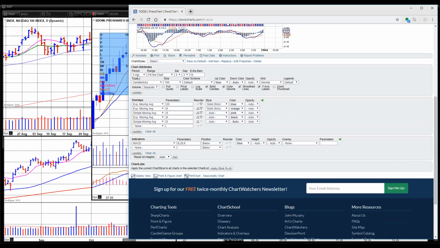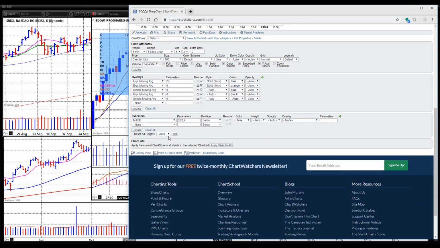It's pretty simple. Period 5 minutes, range, fill the chart, bar 5, gap 3, extra bars 10, candlesticks is the type, size 700, color scheme default, up color is blue, down color is auto, which is going to be red. And the other stuff, solid candles, color volume, smooth lines, all this stuff you can figure out whether you like it or not. But you can see here on the overlays, I've got an exponential moving average of 20 and another one of 6, and I've got them colored blue and orange, as you can see. And then this is a little bit simpler than setting it up on eSignal. Down here you can see that I have the MACD set to 6, 20, 9. And the color is blue.